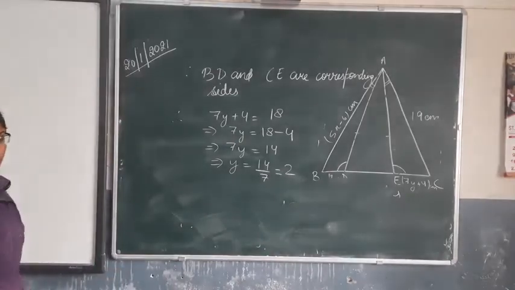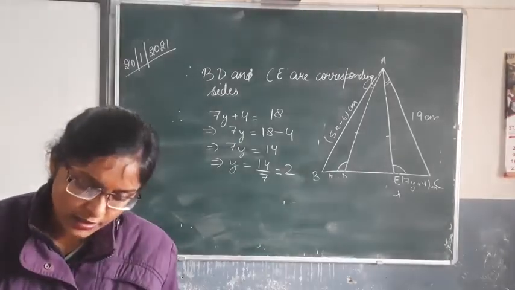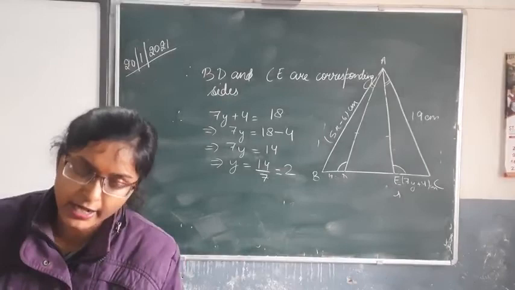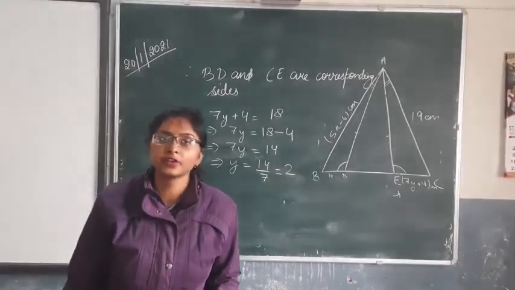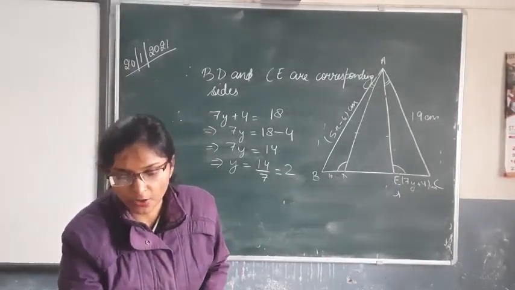So there is one more question and it is similar to these questions. Okay, first of all you have to prove that given triangles are congruent and then you can find out the value of x and y. So that is your homework.